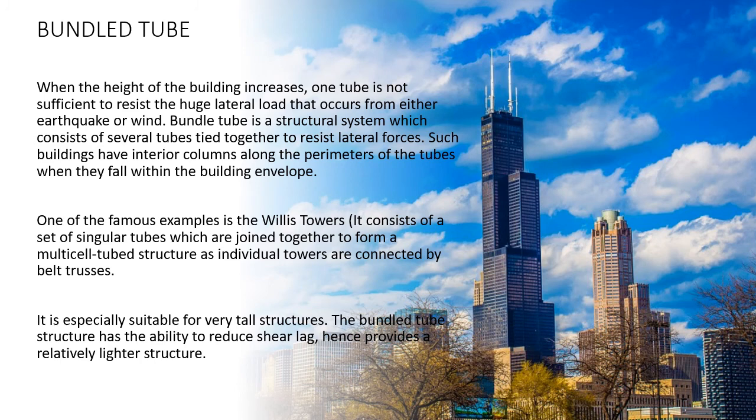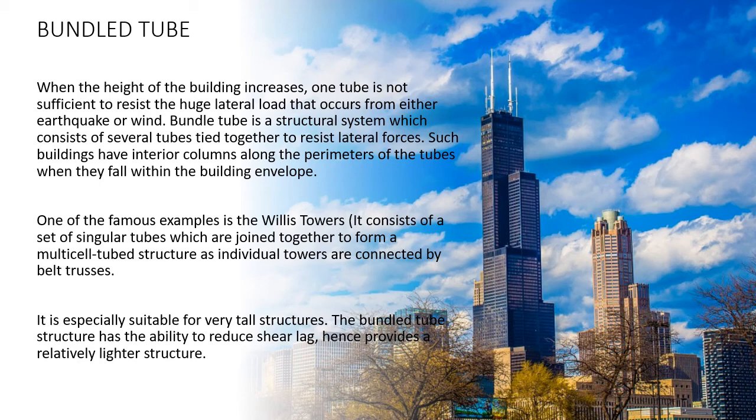Another is the bundle tube. When the height of the building increases, one tube is not sufficient to resist the huge lateral load that occurs from either earthquake or wind. Bundle tube is a structural system which consists of several tubes tied together to resist lateral forces. Such buildings have interior columns along the perimeters of the tubes when they fall within the building envelope. One of the famous examples is the Willis Tower.